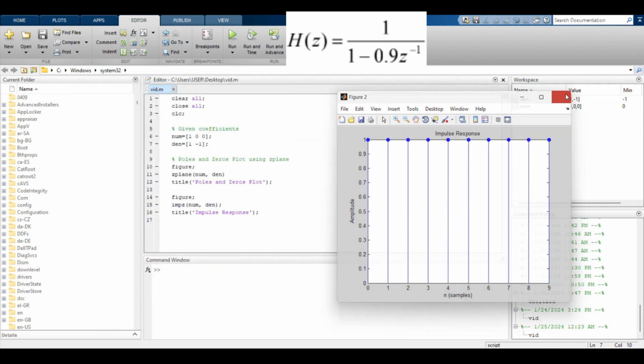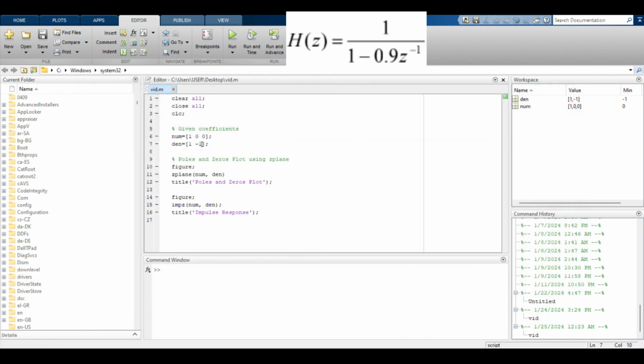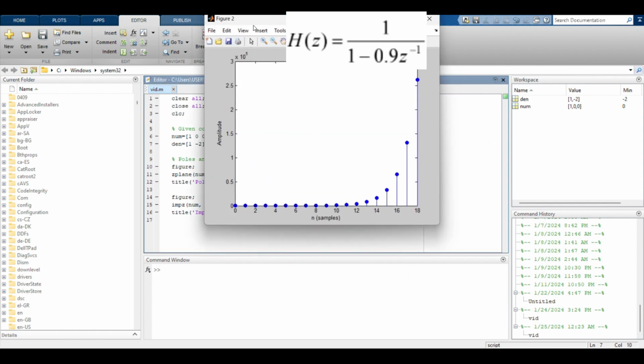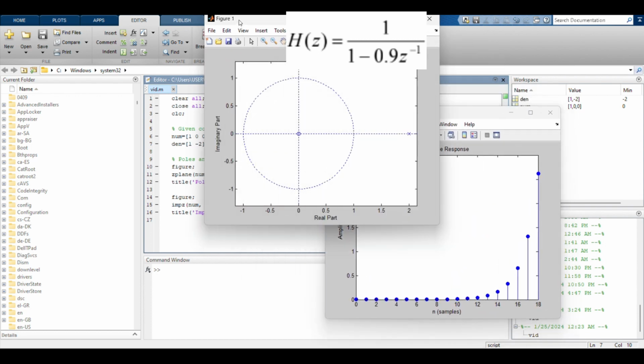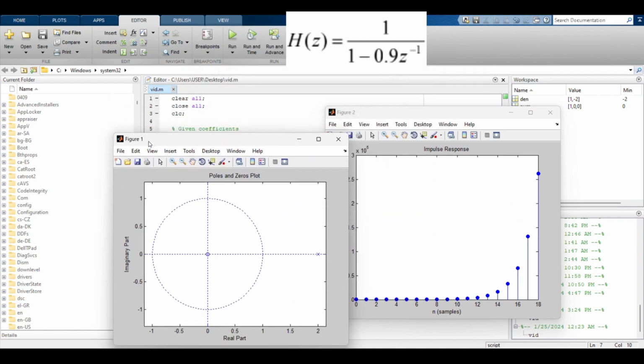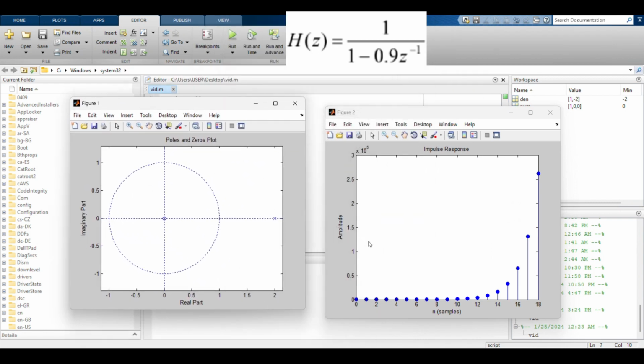Now if we change the pole location from 1 to 2, let's see what happens. If we hit run and check the impulse response graph, it is exponentially rising. That means unstable and an unbounded graph.